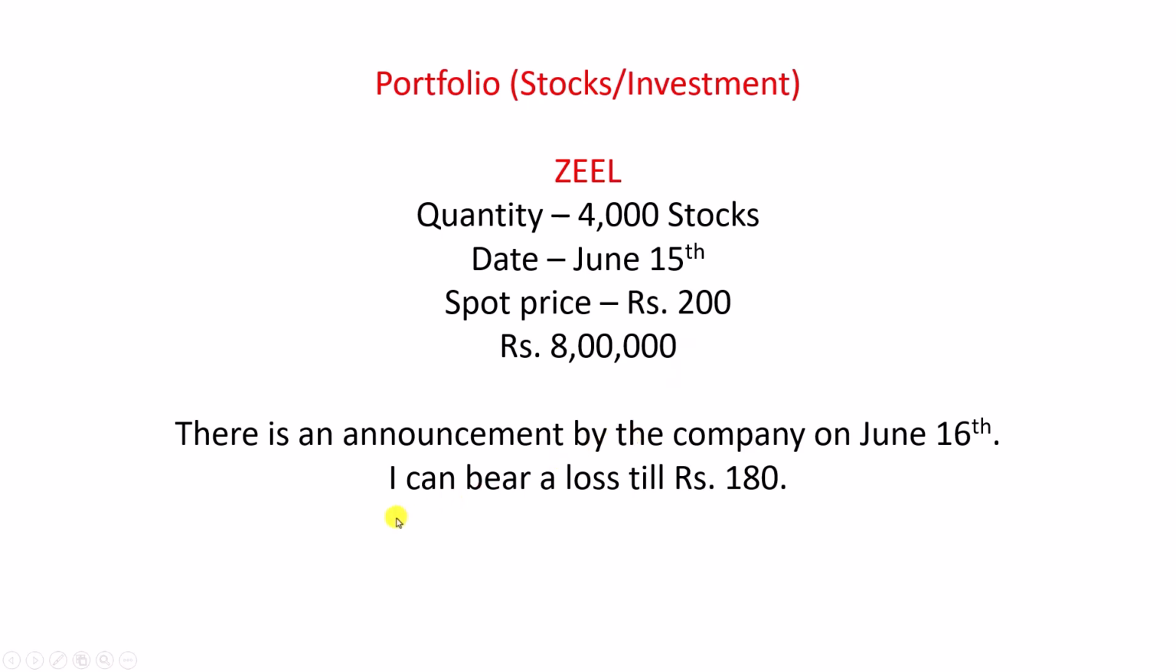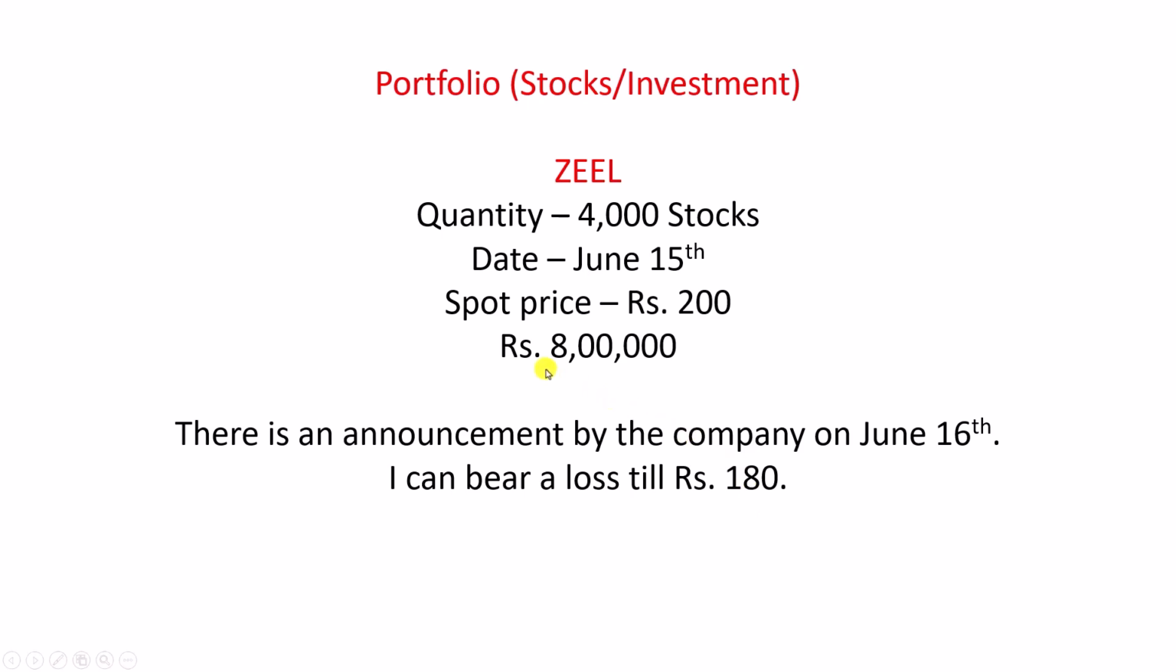And I can bear a loss till 180 rupees. Meaning the current price is 200. If it goes down, it is okay, till what price? Till 180. I can bear this much down movement of the price. So if it goes from 200 to 180, it is fine. Anyhow, stocks move up and down. So if it moves till 180, I can bear it. But if it goes below 180, then I have a problem.